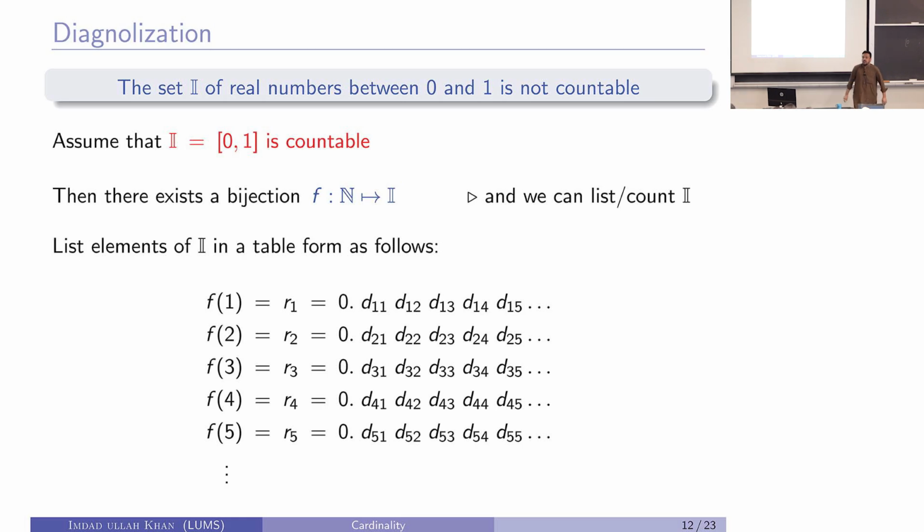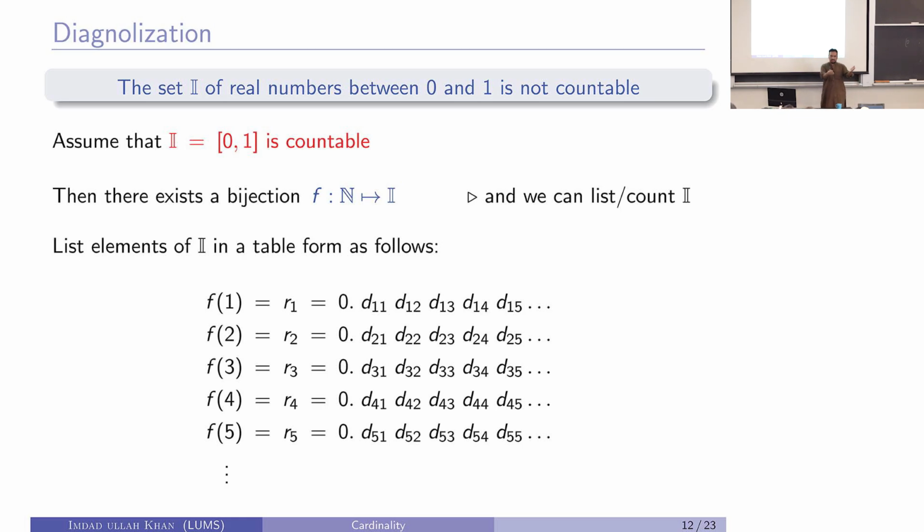I assume for the sake of contradiction that the set I is countable. I substituted the definition of countability, that an ordering can be imposed. There is a bijection between N and I. I am just giving the list representation of that bijection. So, the numbers are going to be like this. This is the fourth digit of the fourth number. This is the first digit of the third number. This will be the 19th digit of the fifth number, and so on.